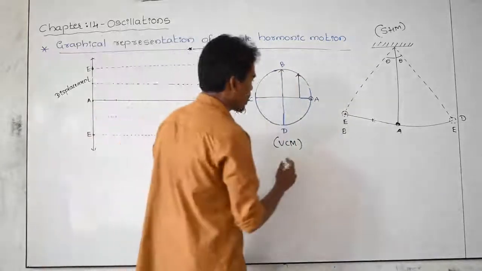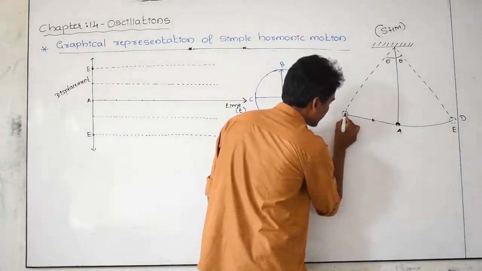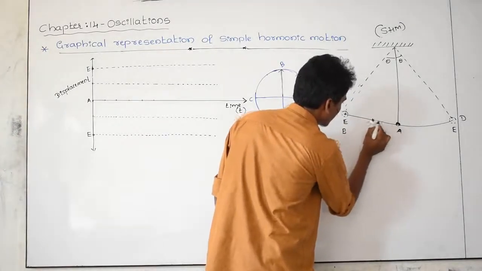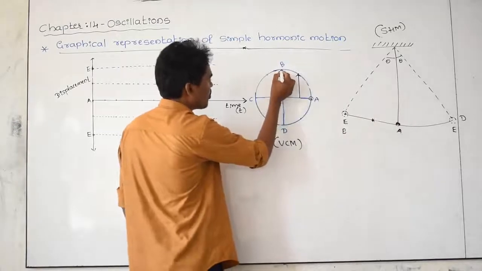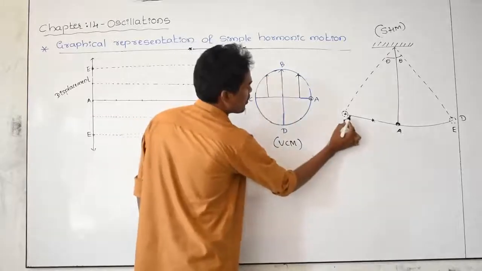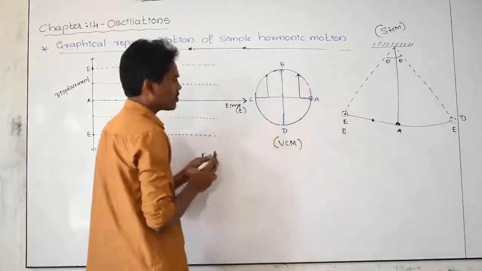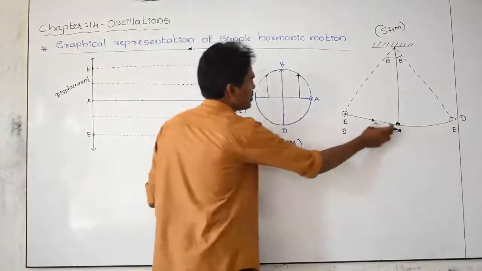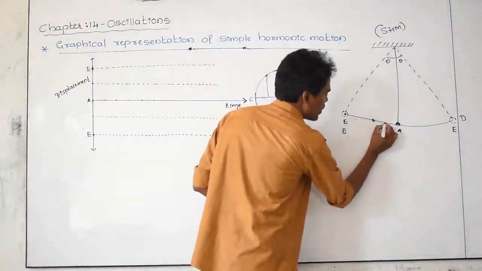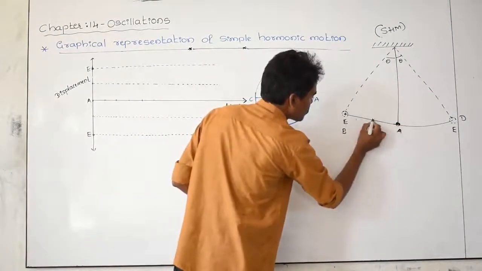And again, the body is moving from B to this point. Then again, this is the displacement from the mean position. The body is moving from B point to this point again. And again, I am indicating this displacement. And again, the body is moving from this point to A point. I am indicating the body is moving from this point to this point.